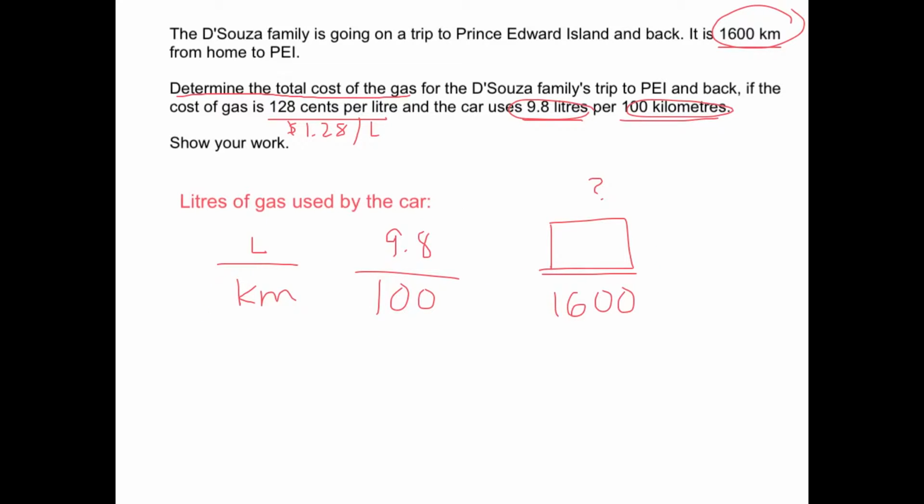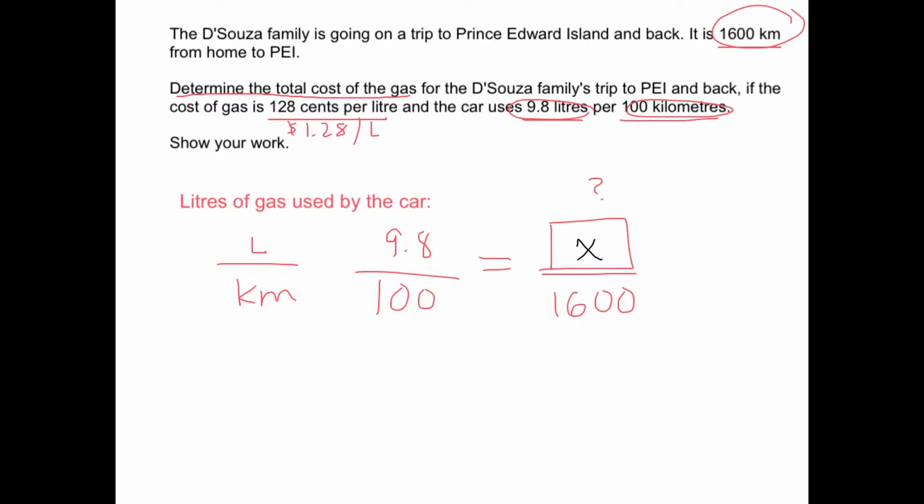Remember, a proportion is a statement that shows that two ratios are equal. So let's put an equal sign here. Now, what is it that we need to figure out? Well, we need to find out how many liters of gas the car uses for 1,600 kilometers. So this is what's unknown. Let's call this X.